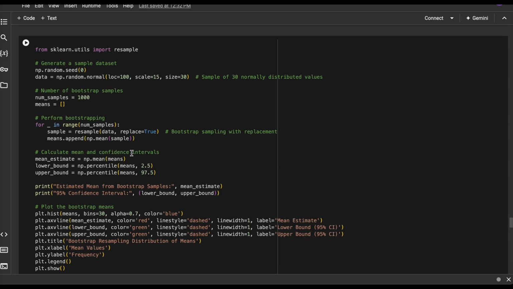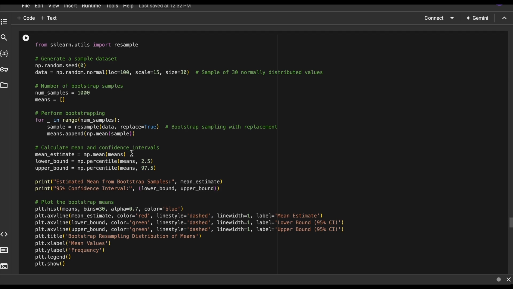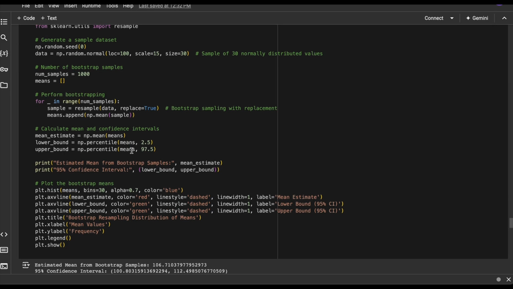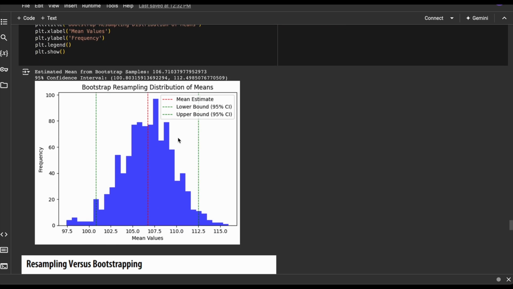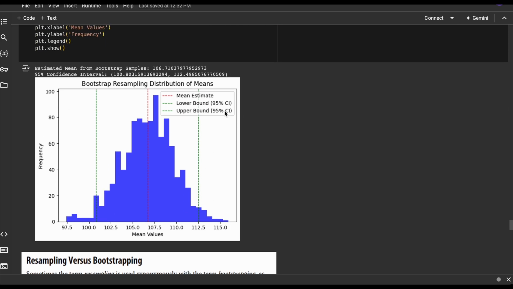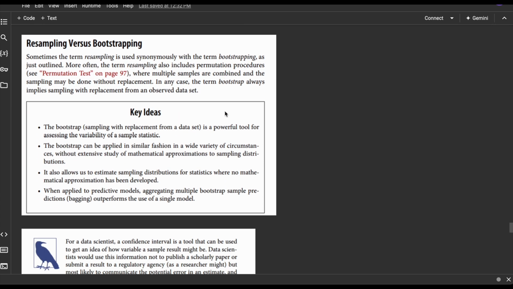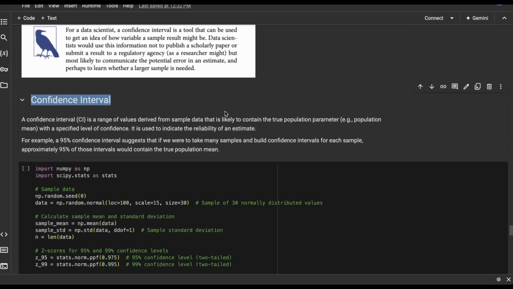This is one example, provided by ChatGPT. I asked ChatGPT to make an example that is easy to understand, to show how this works. So lower boundary, upper boundary, 94%. Now resampling versus the confidence interval.